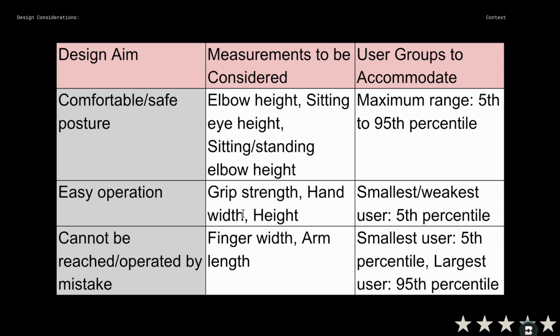We want easy operations, so we are going to think about, for instance, grip strength or hand width or height. And in this case, we want the weakest or smallest user, and we're going to be thinking about the 5th percentile in this case. If something cannot be reached or operated by mistake, we want to keep a finger's width or arm length. We want the smaller user or 5th percentile, or possibly the larger user or the 95th percentile.